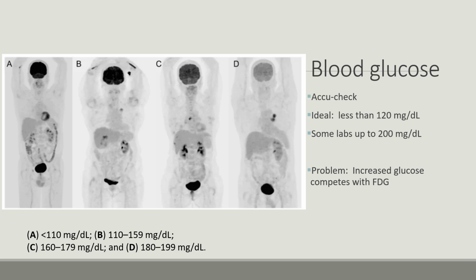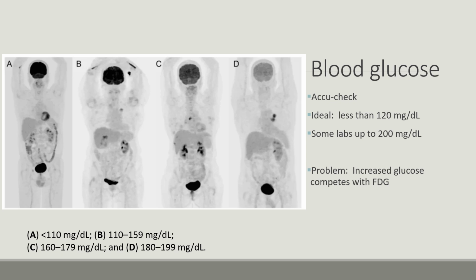So this is showing you the effects of glucose on FDG uptake. You will take typically an Accu-Chek or just a finger prick test of the glucose. Ideally, it should be less than 120 for injection. So image A is less than 110. B is 110 to 159. C shows you what it looks like with 160 to 179 as the blood glucose. And then D is showing you about 180 to 200 for the blood glucose.